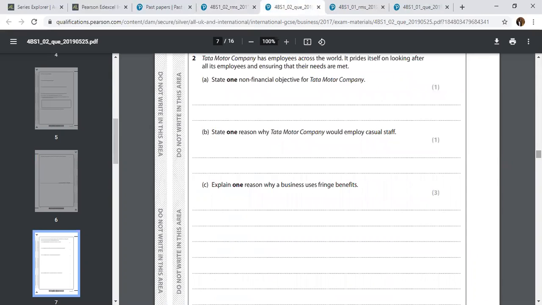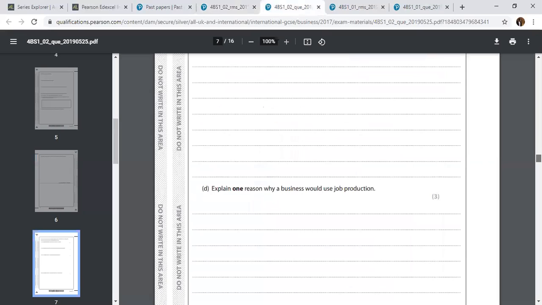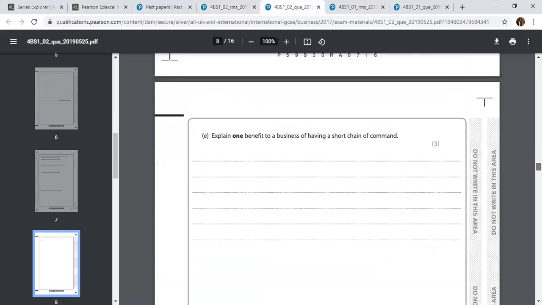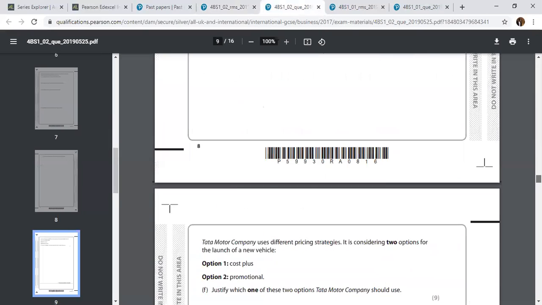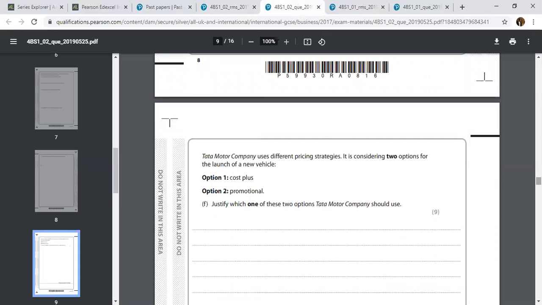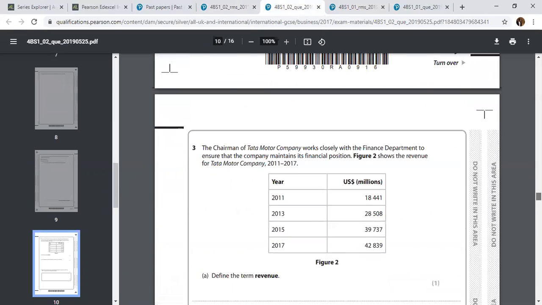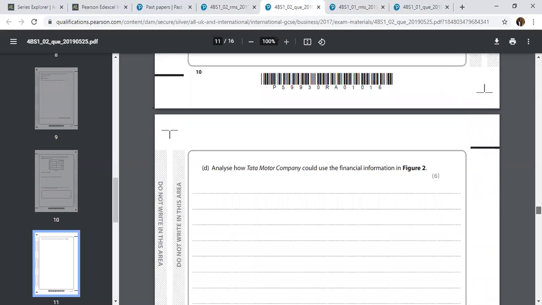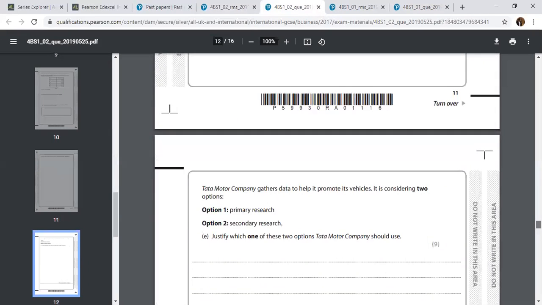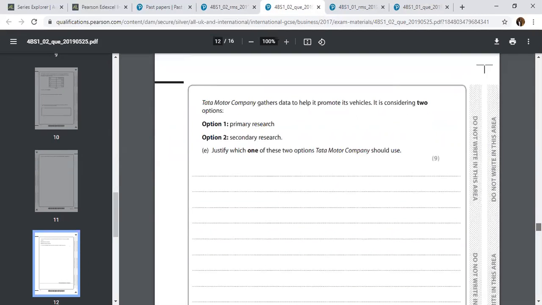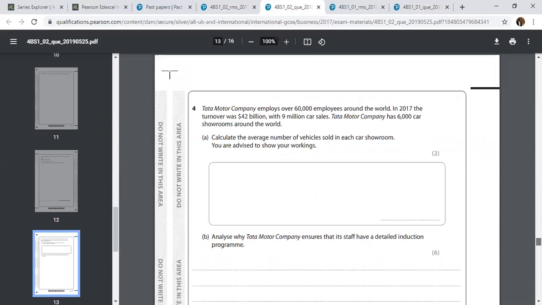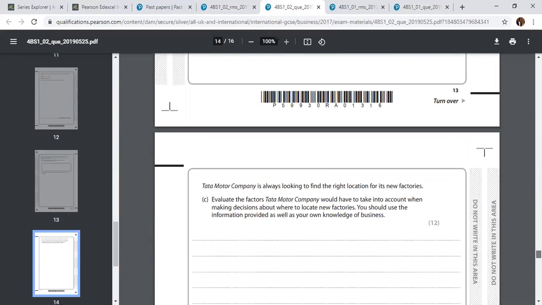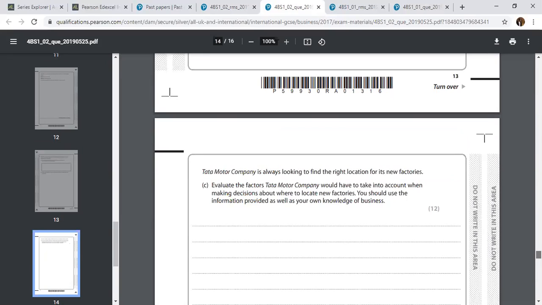And then fringe benefits is our next coming up lesson. You can see questions on fringe benefits, motivation methods, and also promotional pricing, cost plus pricing, the 9 mark question. You can see the marketing question, another marketing question, primary research and secondary research. And this is a decision about the location. The 12 mark question is like that, right?